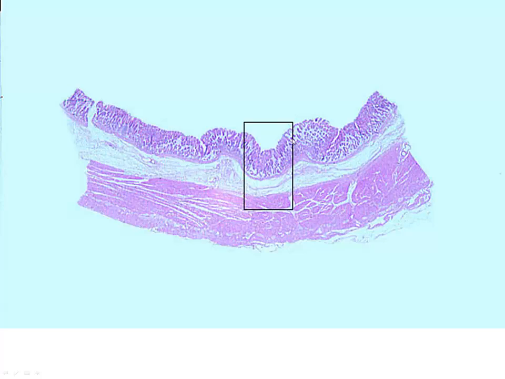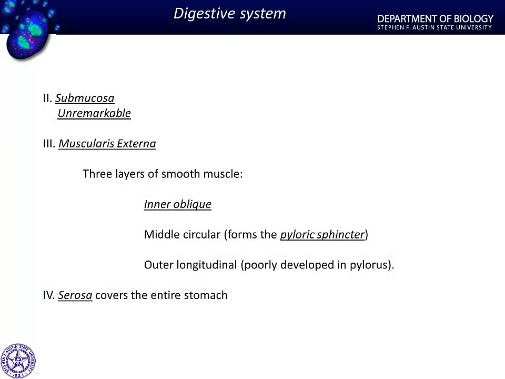Now, if we could look even closer to see where the pits and the glands are, we would be able to determine if we're in the cardiac or the pyloric regions, or if we're somewhere in between. Now, the submucosa is going to look pretty much what we've seen before. We're going to see our dense irregular connective tissue.